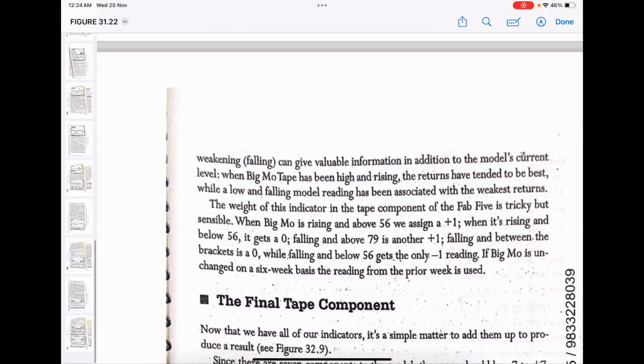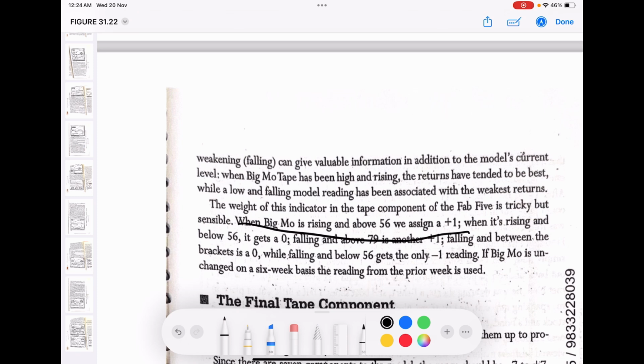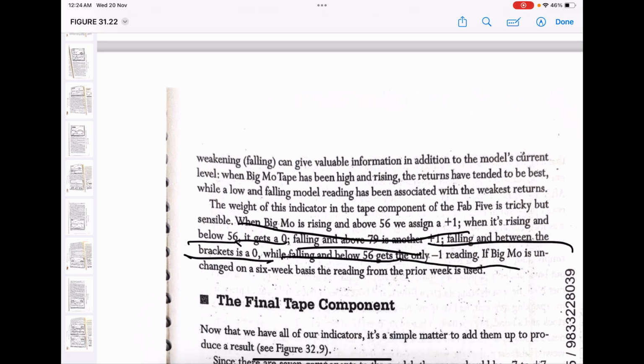The weight of this indicator in the tape component of the Fab 5 is tricky but sensible. When Big Mo is rising and above 56, we assign plus 1. When it is rising and below 56, it gets a 0. When it is falling and above 79, it gets a plus 1. If it is falling in between the brackets, it is a 0, and if it is still falling, then it gets a minus 1 reading. If Big Mo is unchanged on a 6 week basis, then the reading from the prior week is used. Okay, so you need to keep in mind the values of Big Mo.